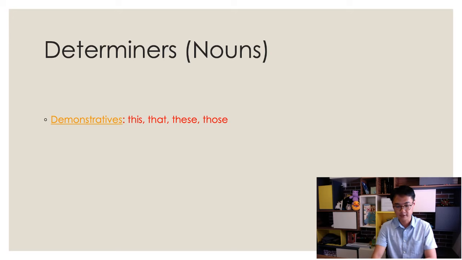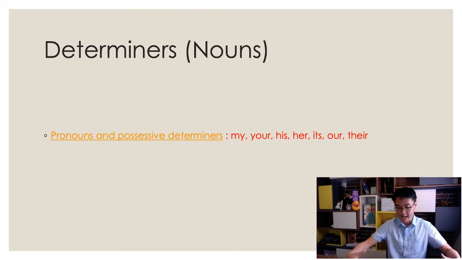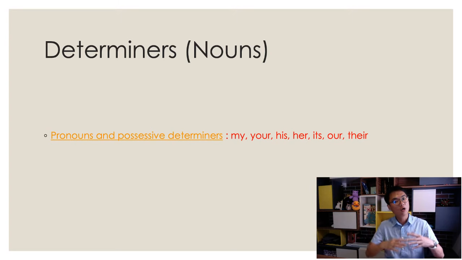You guys get the idea. Okay? So, demonstratives, pronouns and possessive determiners. Basically, pronouns can sometimes function as determiners. So, my, your, his, her, its, our, their. This tells me something belongs to me. So, my durian, your durian, his durian, her durian, its durian, our durian, their durian. All these pronouns actually function as determiners that come before the noun to tell you who the noun belongs to.